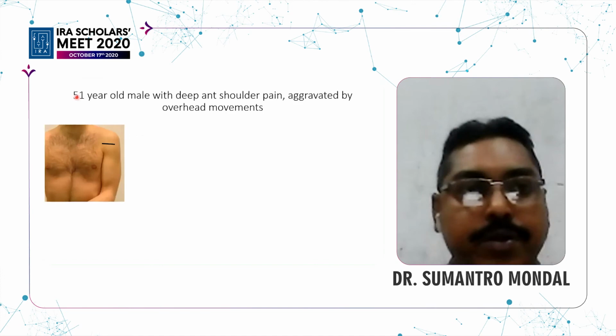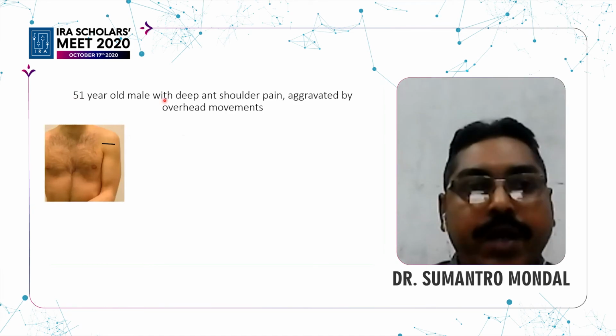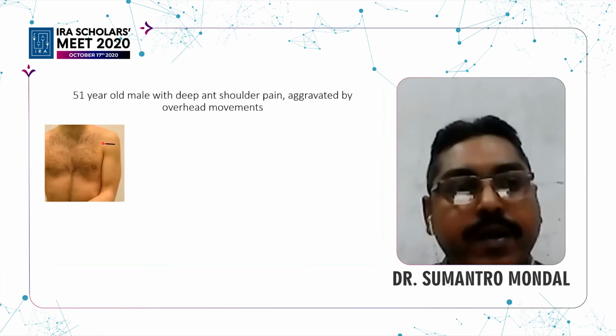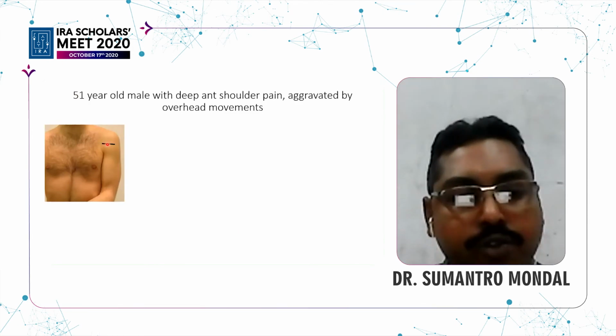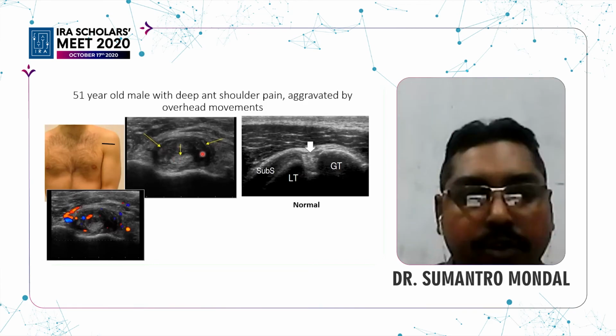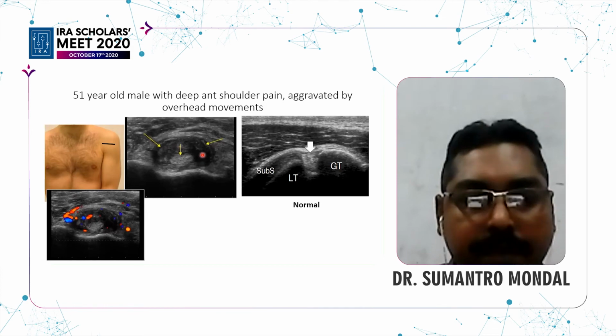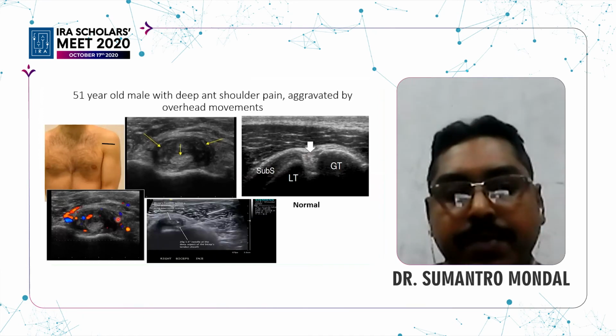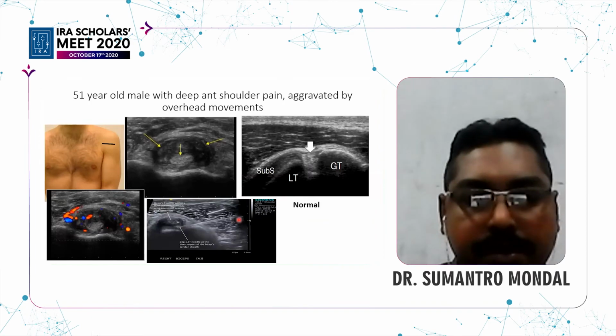So this 51-year-old male is complaining of deep anterior shoulder pain, which is aggravated by overhead movement, and USG was done in the anterior shoulder in the transverse axis overlying the long head of the biceps tendon. One can appreciate that the long head of the biceps tendon is surrounded by echogenic thick material with some amount of fluid in it, in contrast to the normal long head of the biceps tendon, and there is color flow within it. So this is actually a bicipital tendinitis. In the same sitting, a USG guided injection into the tendon sheath can be given.